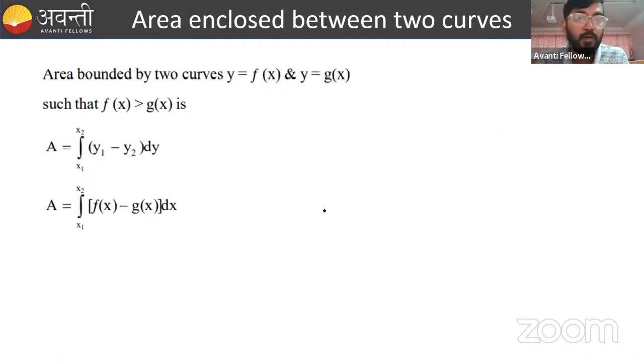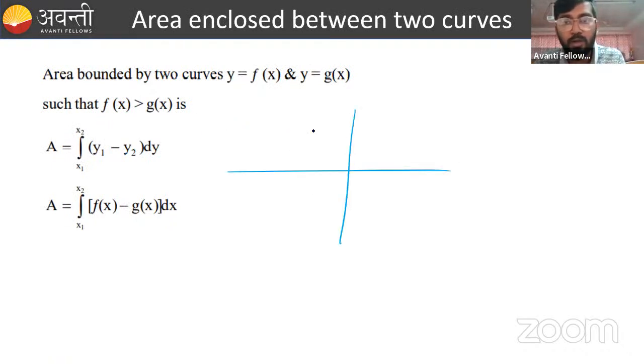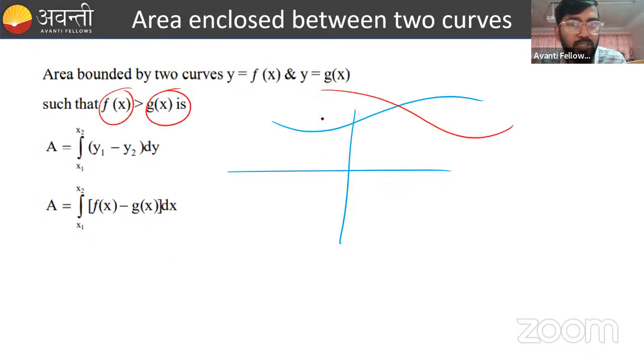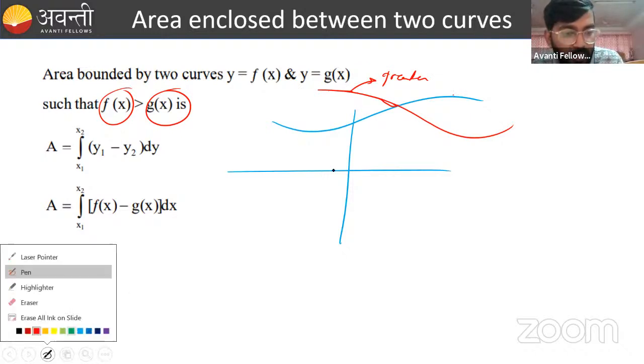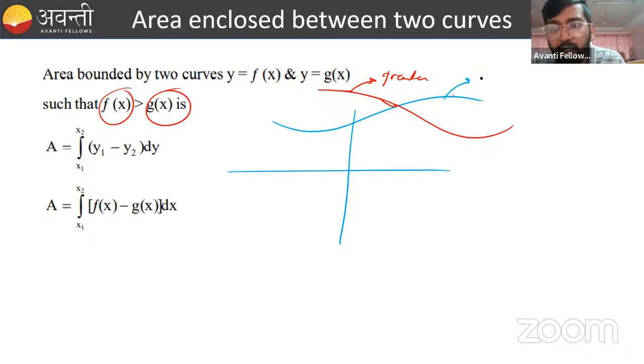Now, area bounded between two curves. How do we find it? First, I'll draw a curve like this with a blue pen, and another curve like this with a red pen. Why f of x greater than g of x? For this part, the red ink is above the blue ink, which means this function is greater. For the part where blue is above the red ink, that function is greater. That is why these things have been taken into consideration.